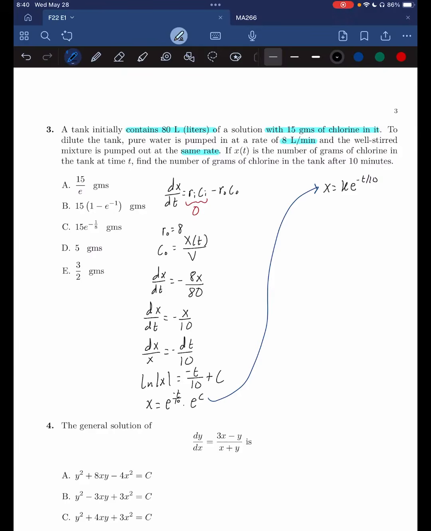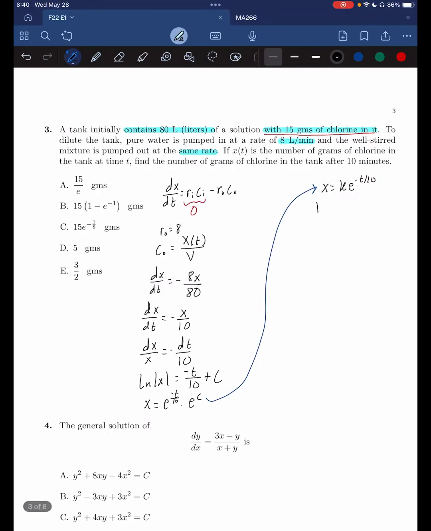What's our initial condition? Our initial condition is that when the tank initially has 80 liters of volume, there's 15 grams of chlorine in there, which is essentially saying at t equals 0, we have 15 grams of chlorine. So again, x is our concentration, so 15 grams. So 15 is equal to k, t is 0, which means you're raising e to the 0. E to the 0 is 1. So k is equal to 15. So the solution of our ODE is x is equal to 15 e to the minus t by 10.